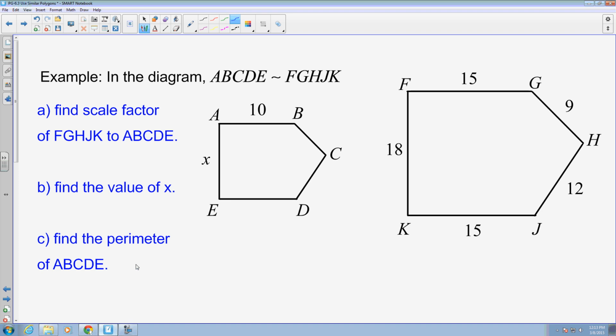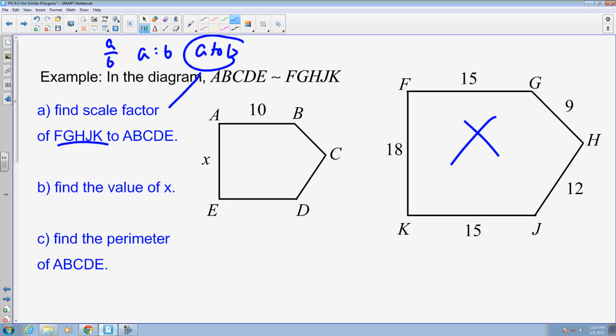So if you look at the wording of the first problem, it wants to find the scale factor of FGHJK to ABCDE. So the first one here is this polygon. That means they're already telling us that they want that polygon to be denoted on top. Okay, because if you recall, there are different ways that we can write a ratio: A over B, A to B, and A colon B.